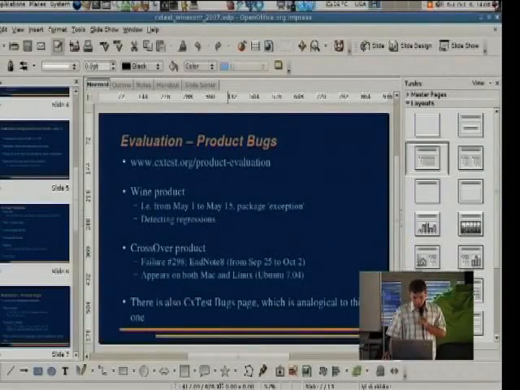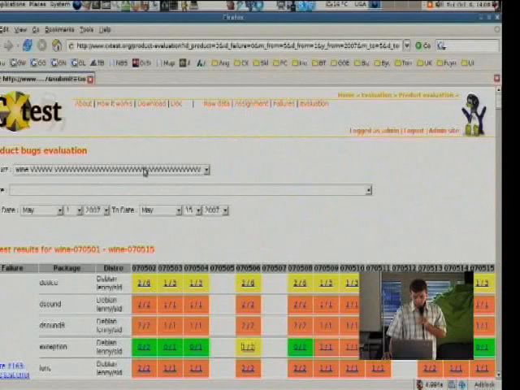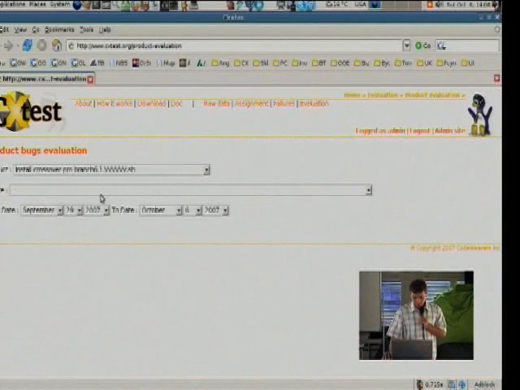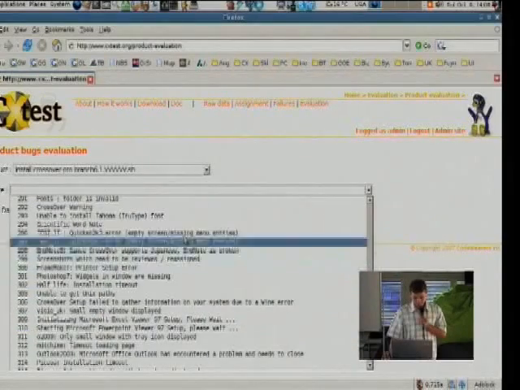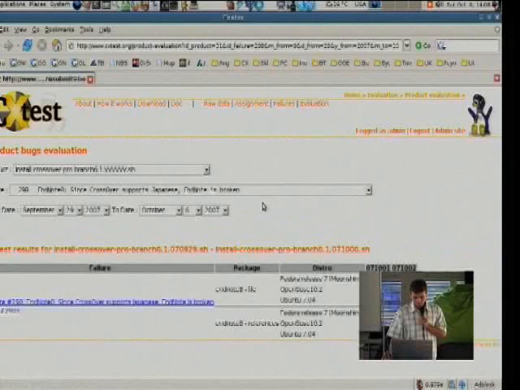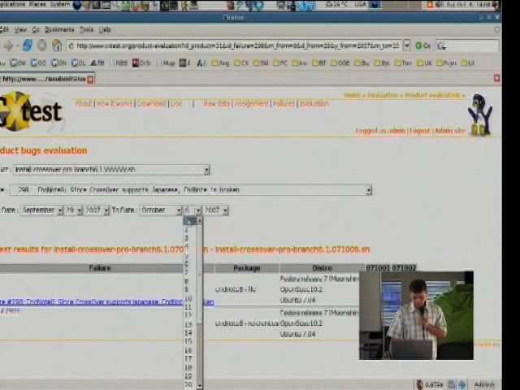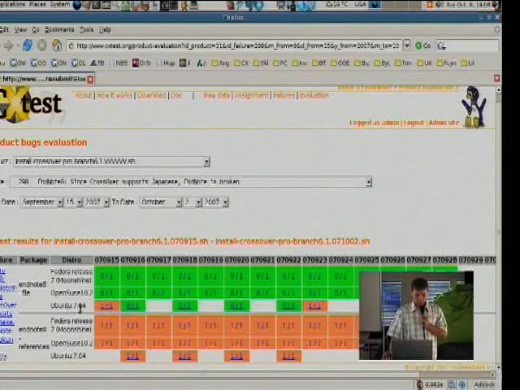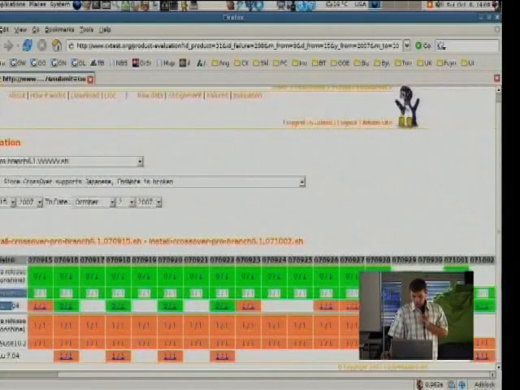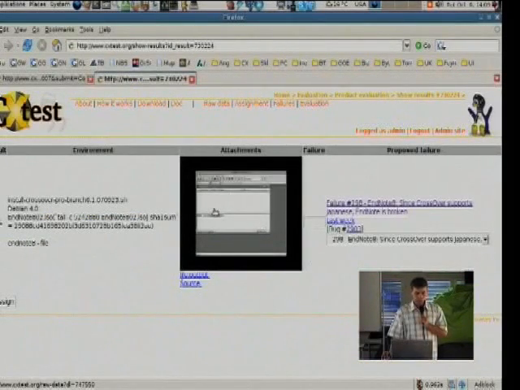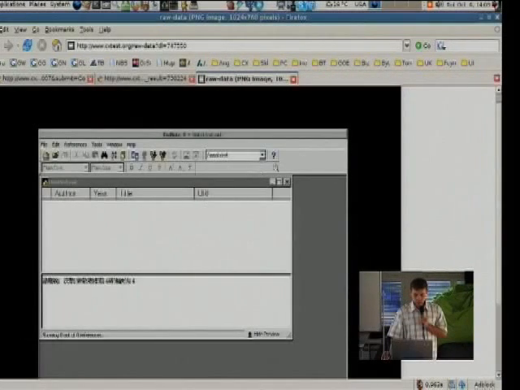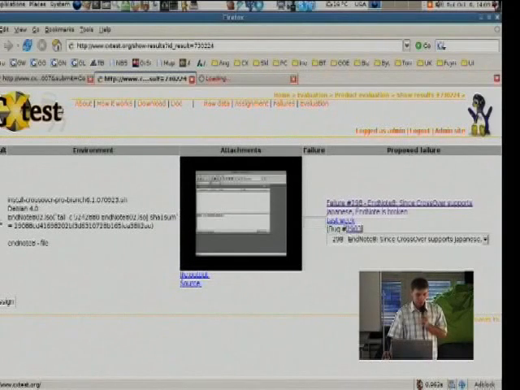Then what you can see here, for example, is the CrossOver product. Okay, I go here. CrossOver product. I am interested only in a particular bug number. And I see October 2.5. Yes, there is some error which happens only on Ubuntu. It happens from time to time. The screenshot is this. We are able to replicate it manually, so we enter the bug in the internal bug tracking system.